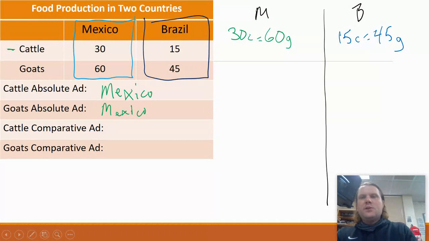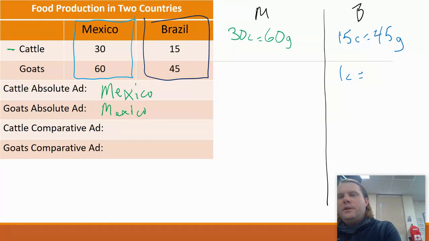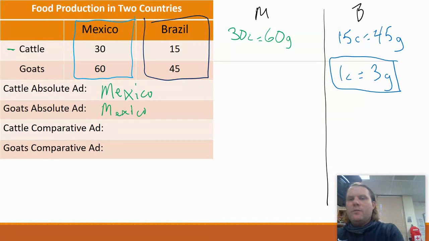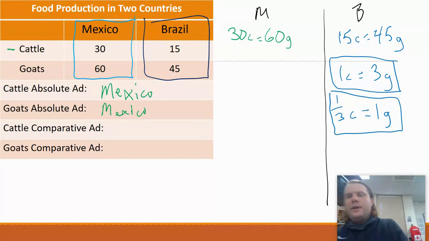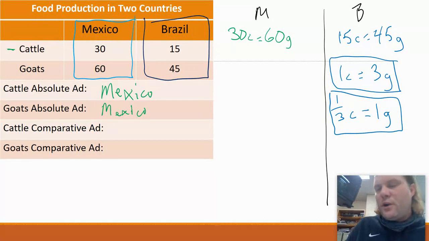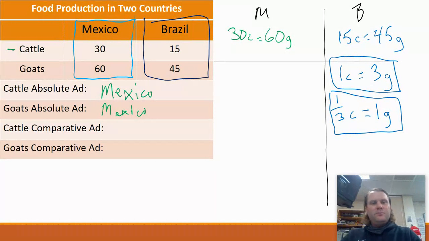Let's solve for Brazil first since I've got my blue pen on. I'm going to solve for C first. It doesn't matter, but I'm going to solve for C first on the other side too. So in this case, 1C equals 45 divided by 15, which is 3G. Box it. Let's flip that over. 1G equals a third of a cattle. So I've just figured out my opportunity cost for each, a goat and a cattle, in Brazil.